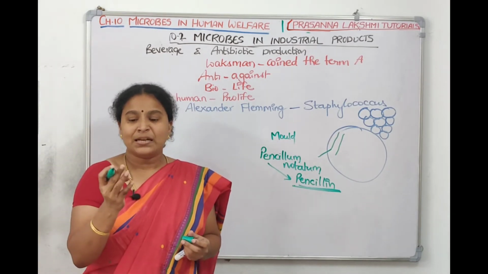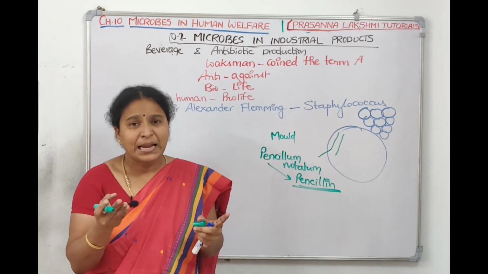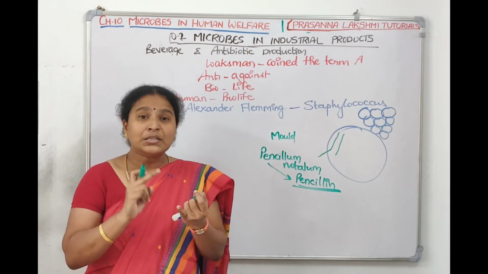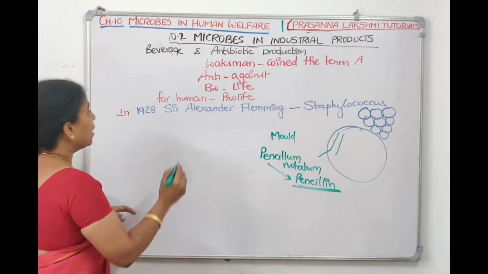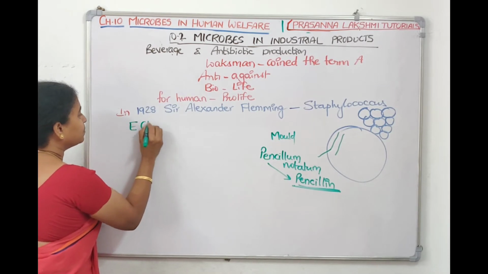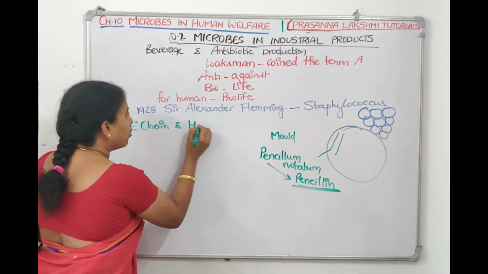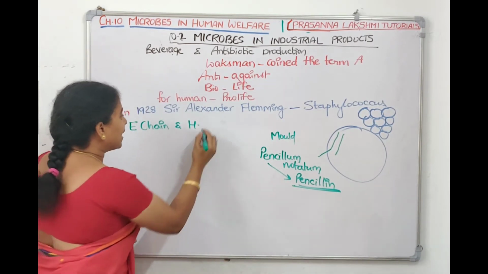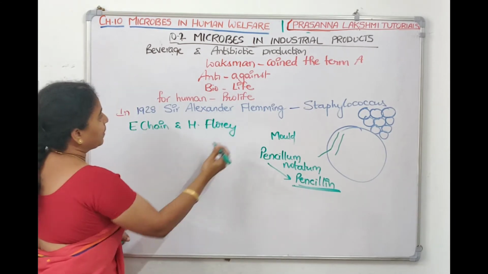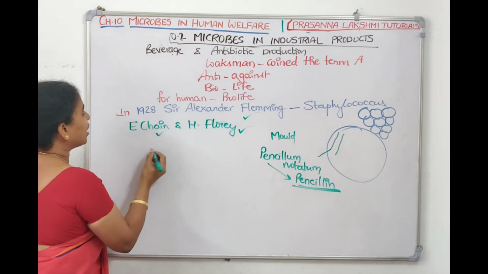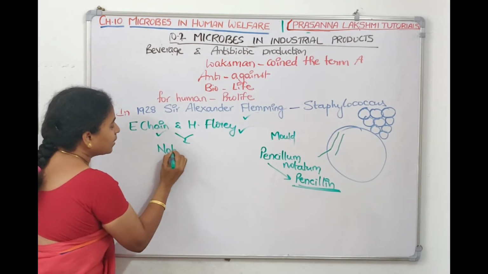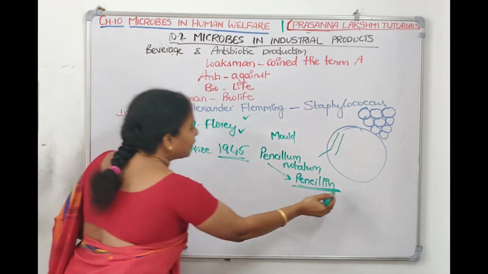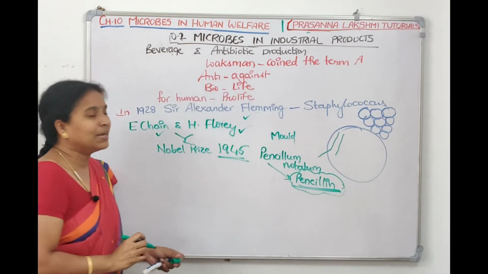But its full potency, its chemical structure, that penicillin contains a beta-lactam ring. It is a broad spectrum antibiotic. That complete structure was given by Ernst Chain and Howard Florey. So these three people, Alexander Fleming, Florey and Chain, all three of them shared the Nobel Prize in the year 1945 for discovering penicillin, for giving the complete structure and details about penicillin.